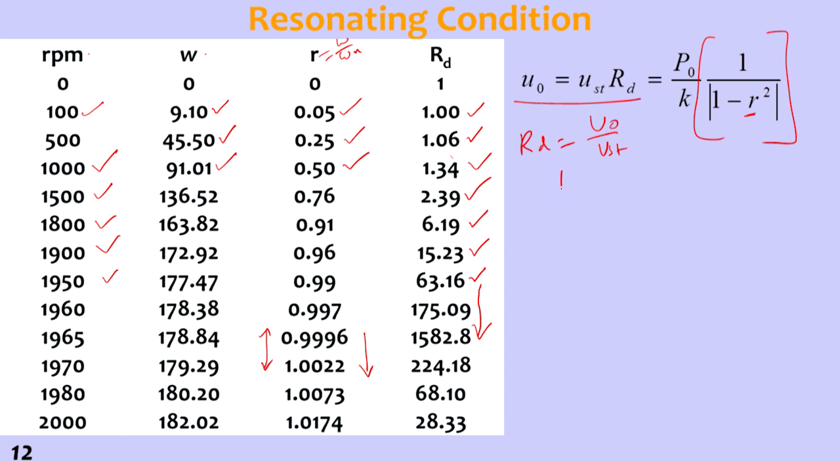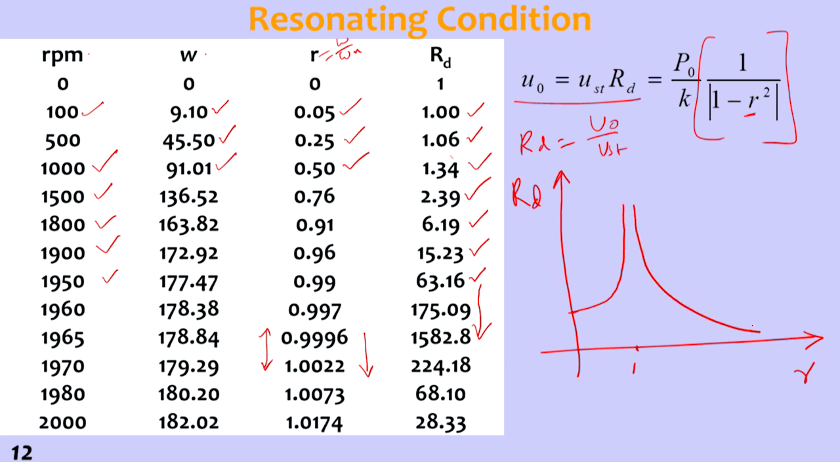If we discuss that using the graph, on the x axis let us take R, and on the y axis let us take Rd, which is the dynamic amplification factor, or the ratio of dynamic deflection to static deflection. When R is 0 it starts from 1, and then it increases gradually, and suddenly increases when it reaches 1, and after that it falls down. So this is the dynamic amplification curve.